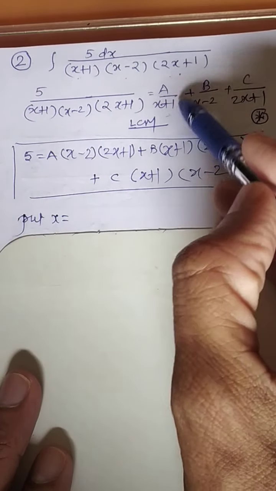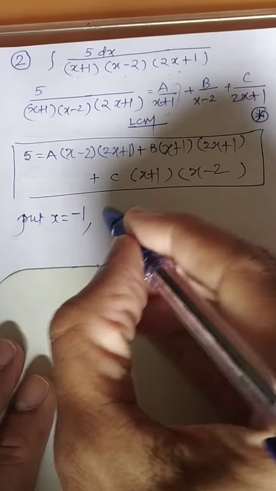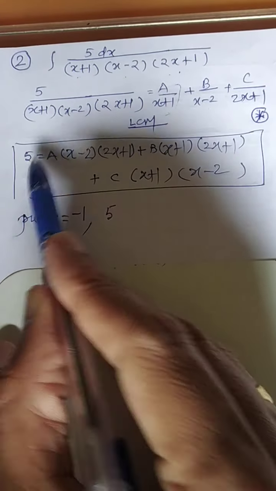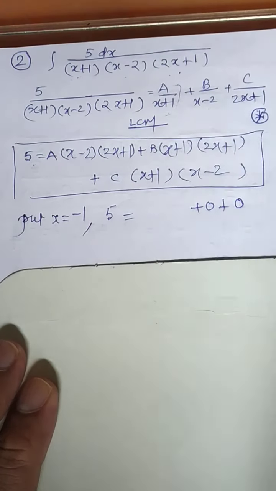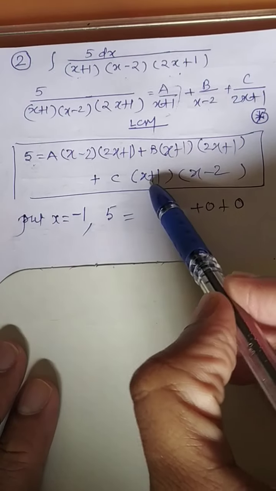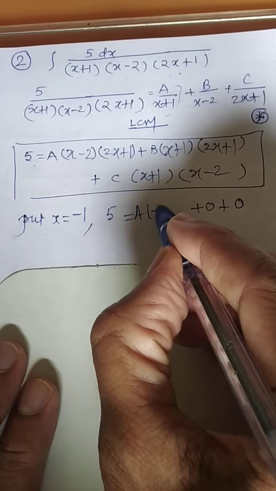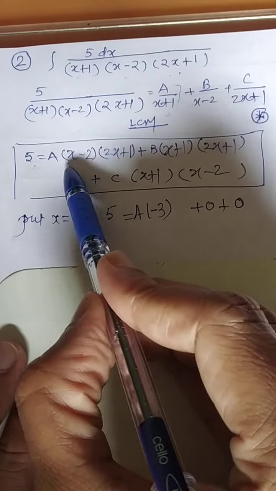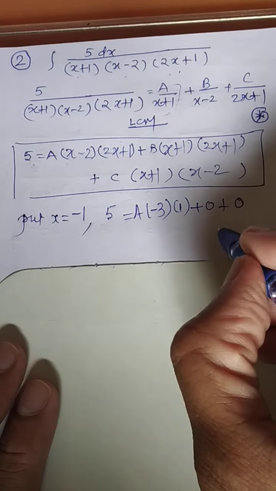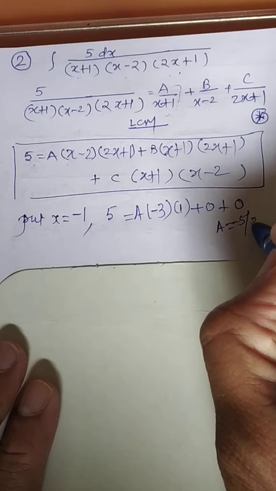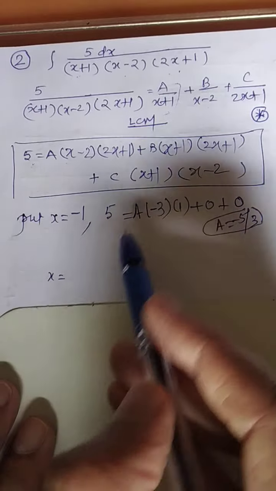What is to be replaced? Minus 1. Replace minus 1. So what you will get? This is 5. If you are replacing minus 1, the other two terms will automatically be 0. No need to check. Look here, this is 0, this is 0, therefore minus 1 I am putting here. So it will be A into, this is minus 3, and now minus 1 over here and it will be 1. So what is the value of A? A will be equal to minus 5/3. Getting A value?